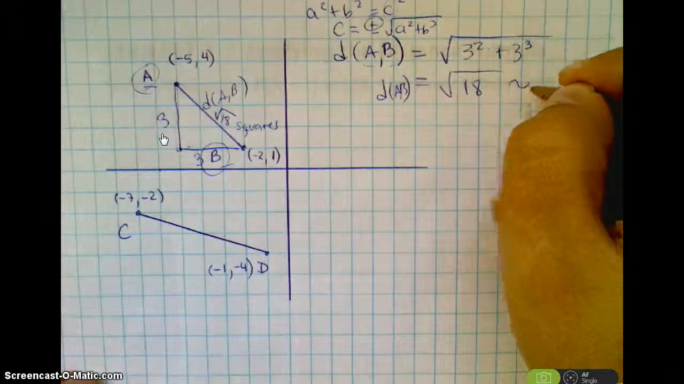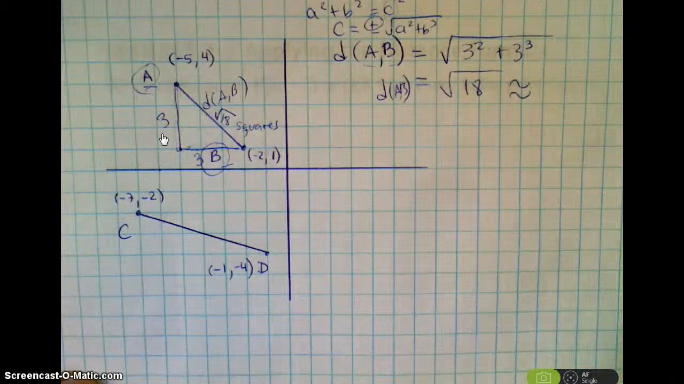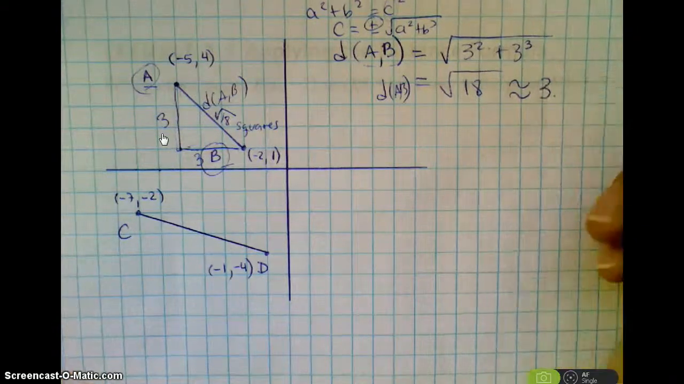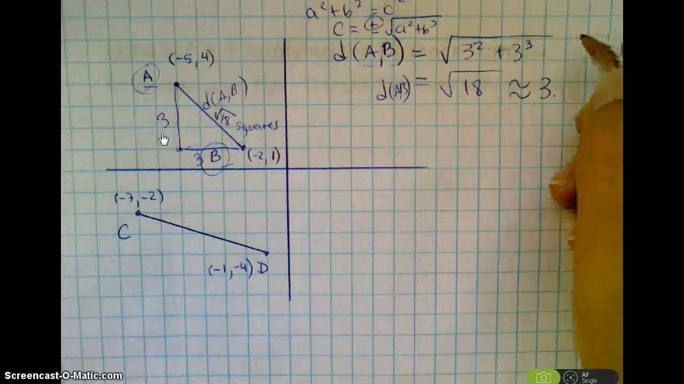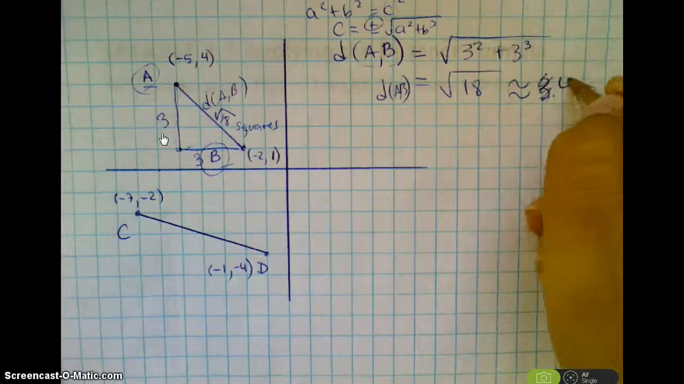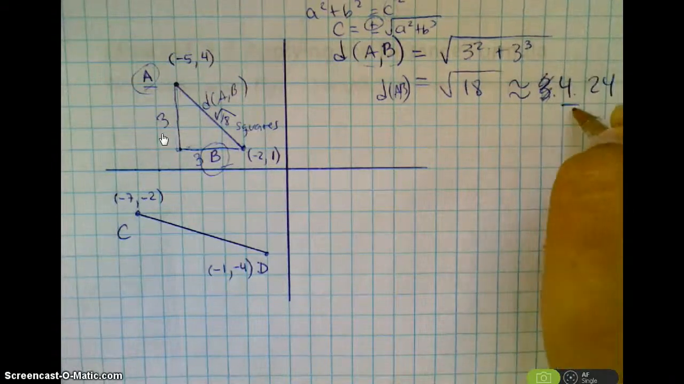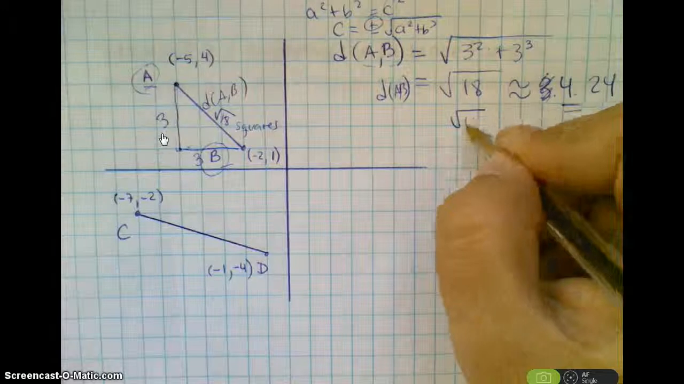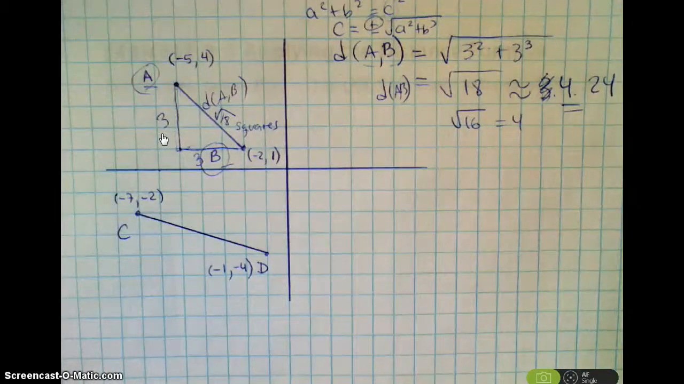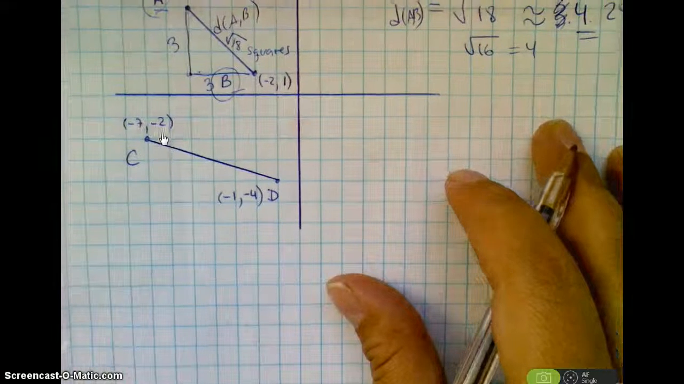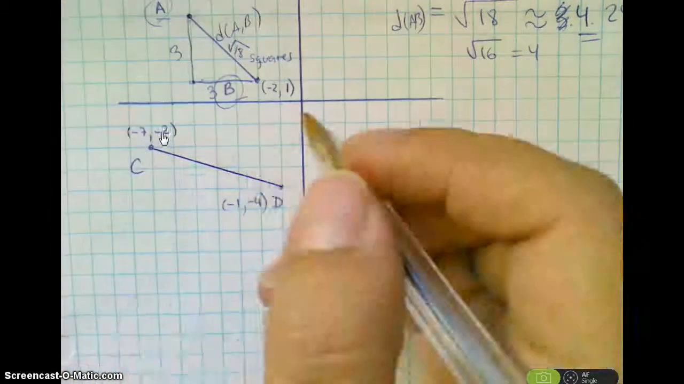Which is about, and then you will take the square root of that, which is 3 point something something. Let me find the square root of 18. Oh, sorry, 4.24, and it's bigger than 4 because you know that the square root of 16 is 4, so the square root of 18 has to be a number bigger than 4. So let's use the Pythagorean theorem whenever we have a grid like this.